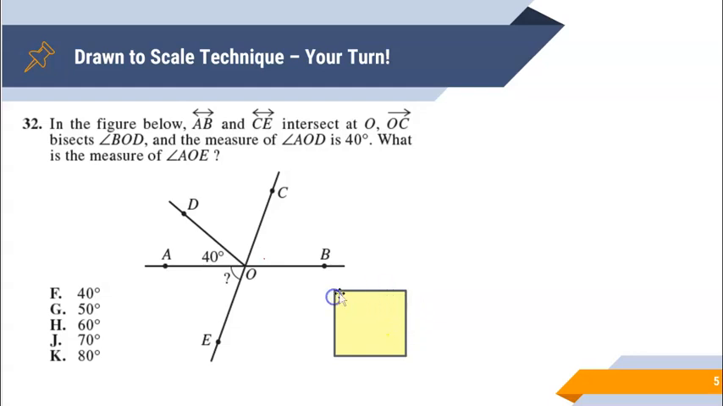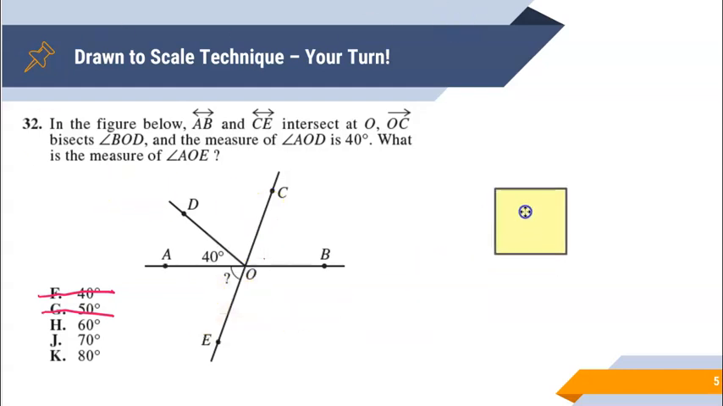Okay, so the first thing I should think about is drawn to scale. If I use the corner of a piece of paper, I will see that that angle is definitely bigger than 45. In fact, it's bigger than 50. I'm not sure about 60, 70, or 80, but I'm pretty confident it's one of those choices. Now then, we've got to figure out what the answer is.